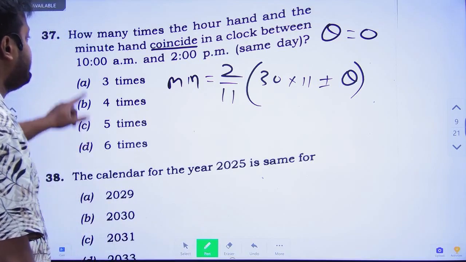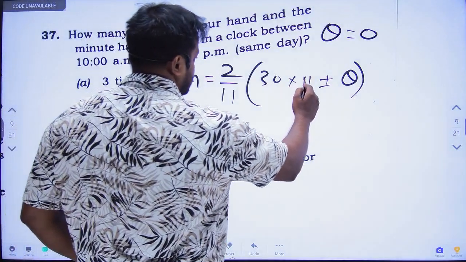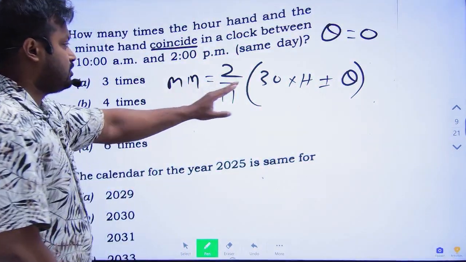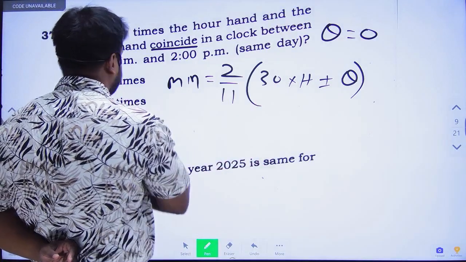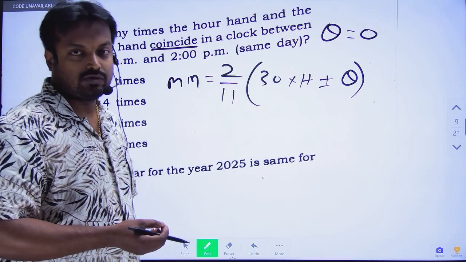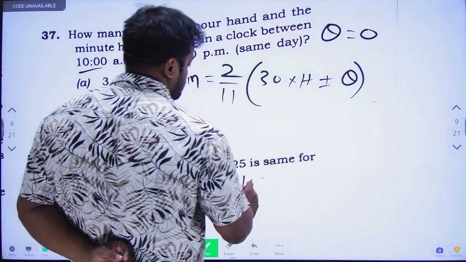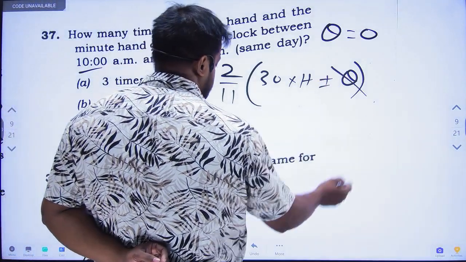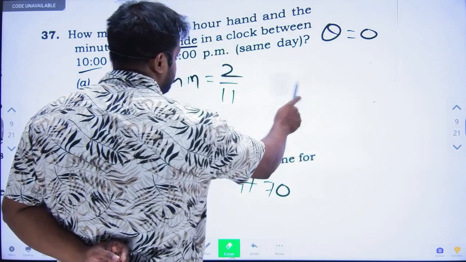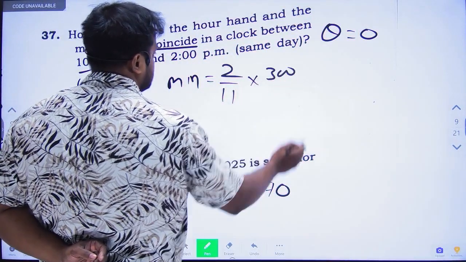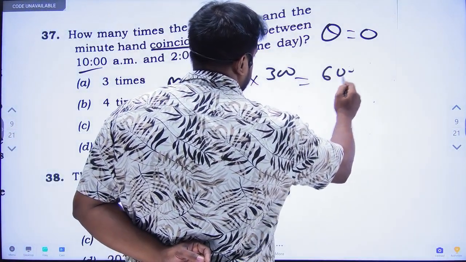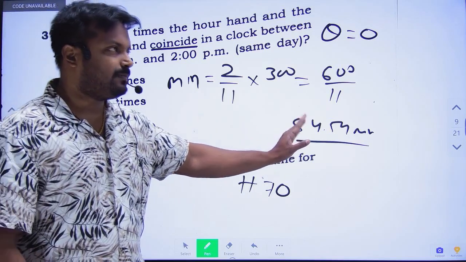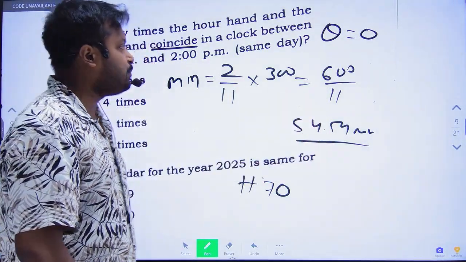Okay, so 10 to 2. Let's say this is 30 into h, this is hour. If I start from 10 a.m., after 10 a.m., when do the two hands coincide? If I put h equal to 10, this part is as such 0, so I am not considering it. So this is 300, 300 into 2 is 600. So 600 by 11, this is 54.54 minutes past 10. At 10:54.54, both hands will coincide.